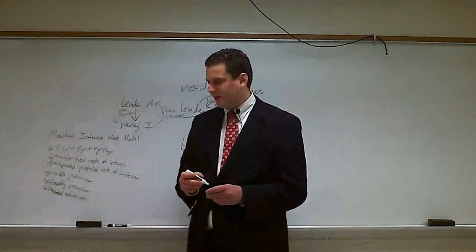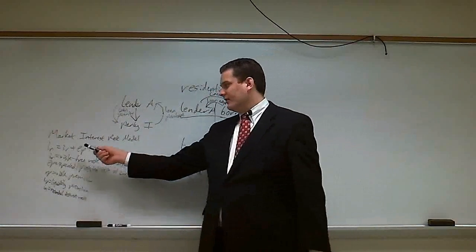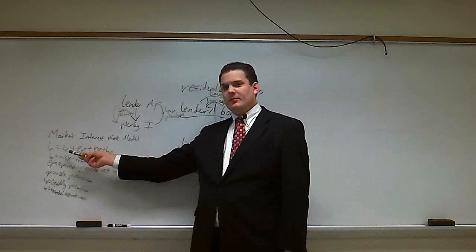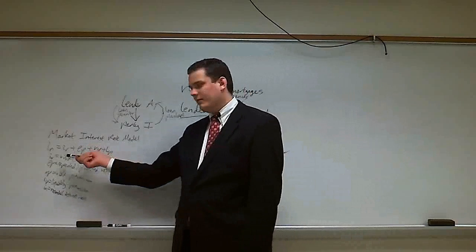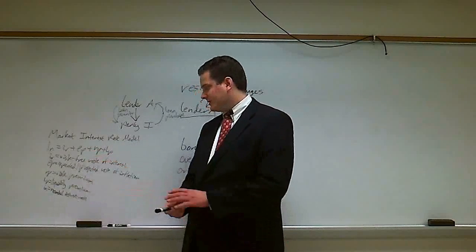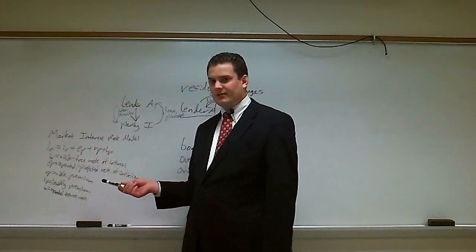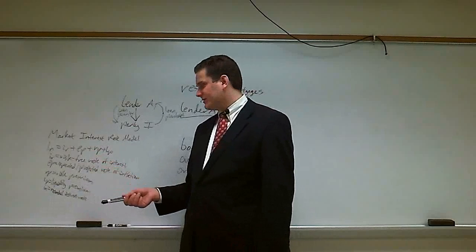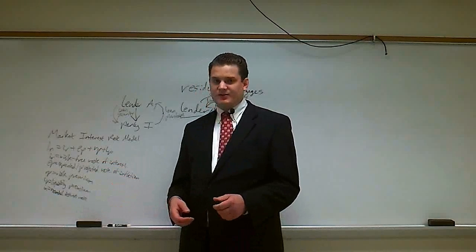Now remember, as we had gone over in class previously, the market interest rate model is basically a formula that consists of IN equals IR plus EP plus RP plus LP. And again, as we had gone through in class previously, IR is the risk-free rate of interest, EP is the expected or projected rate of inflation, usually over a given year, RP is the risk premium, LP is the liquidity premium, and IN is the nominal interest rate.